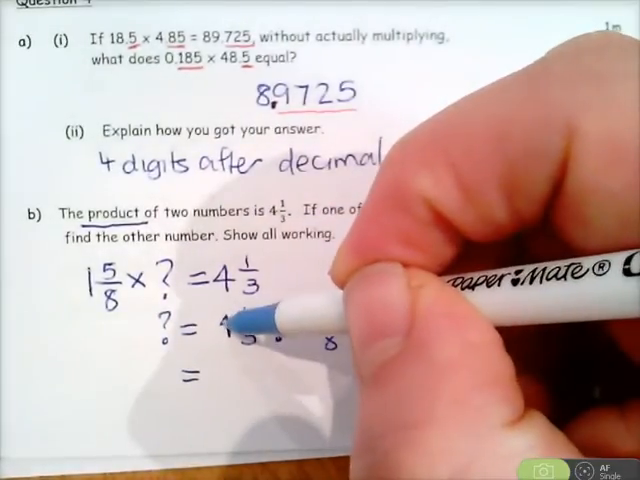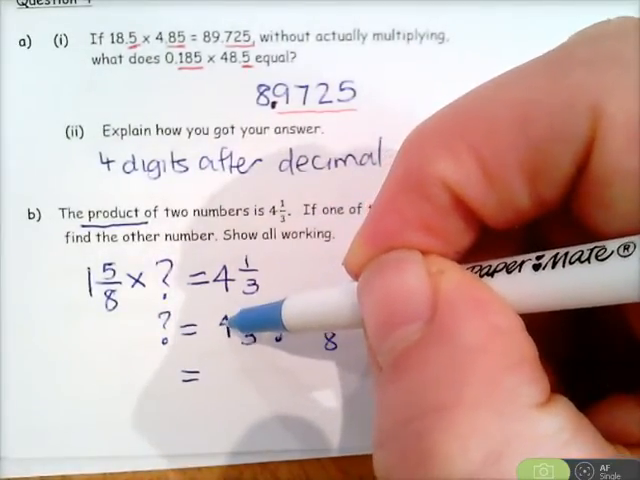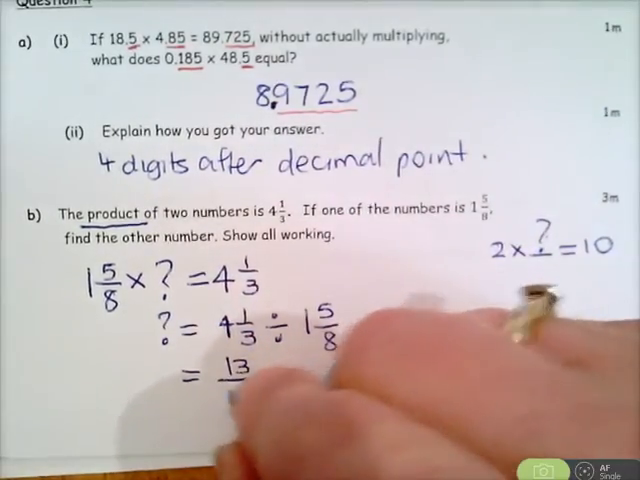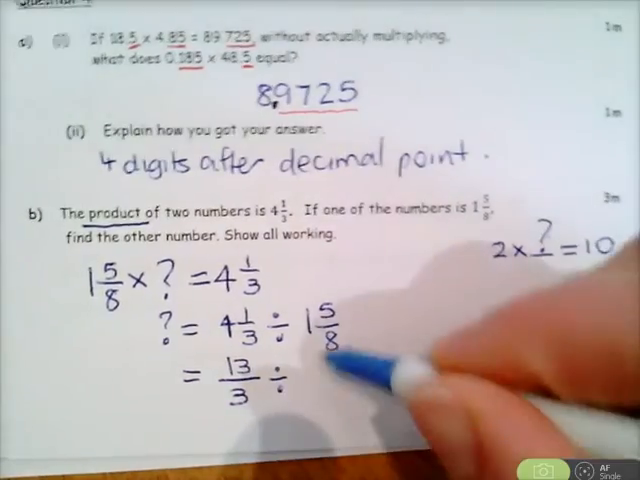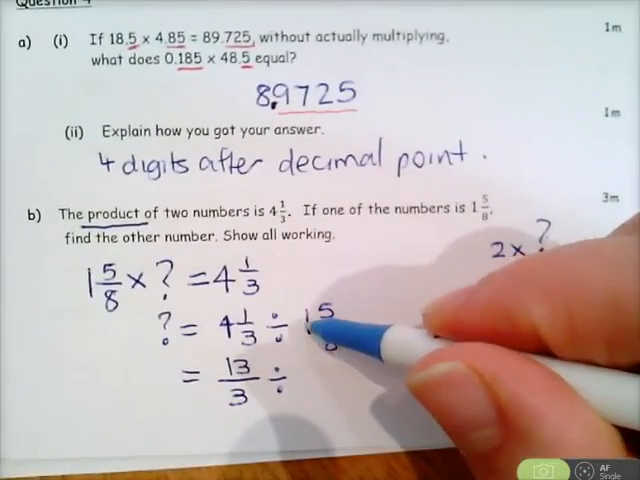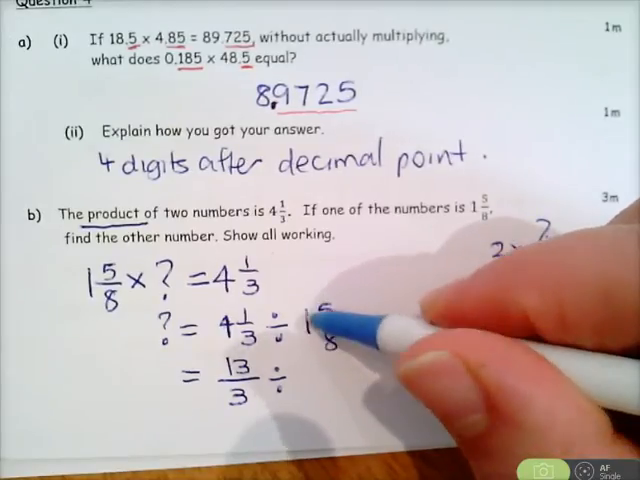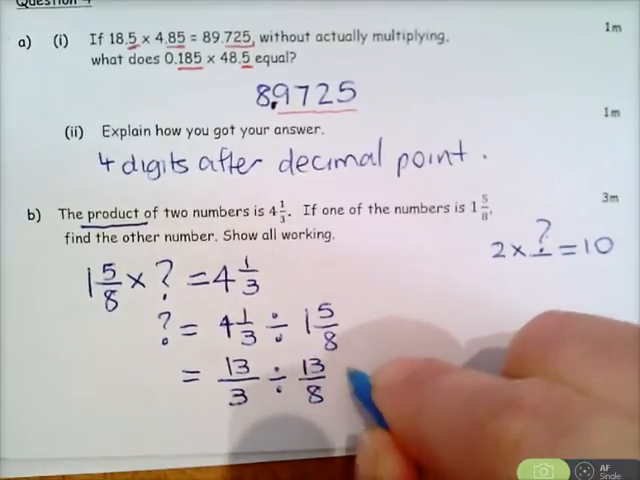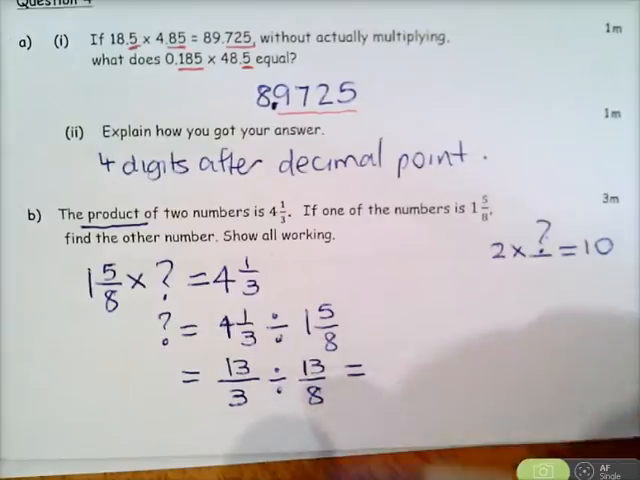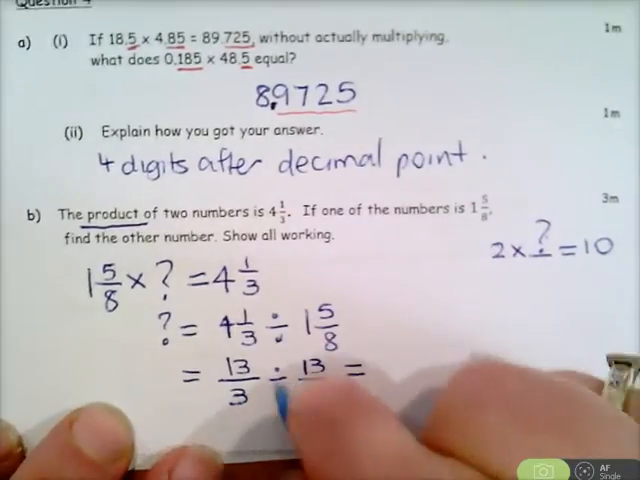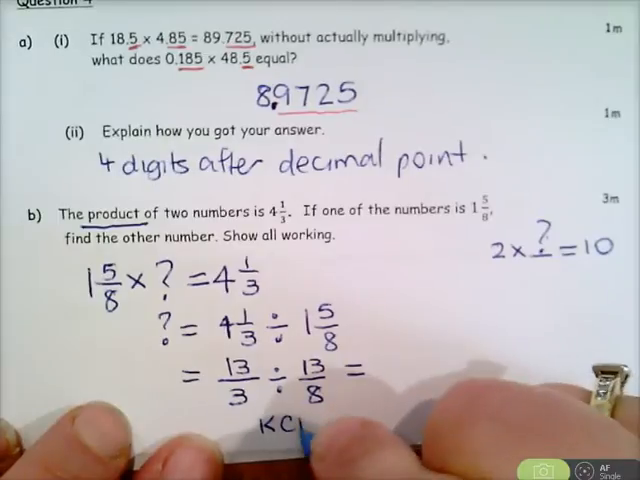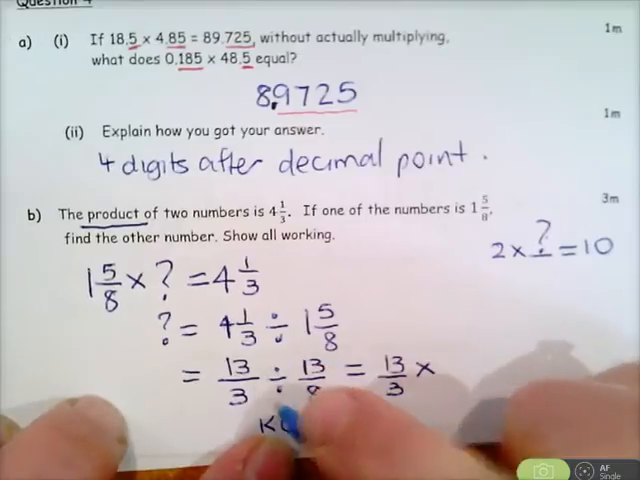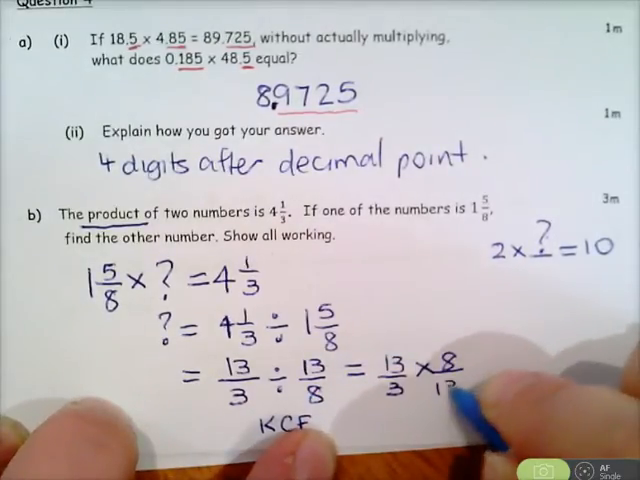So 4 wholes which have 3 parts each in them would be 4 times 3. I'd have 12 parts plus 1 more part is 13 parts over 3, divided by, I have to do the same thing here. This 1 whole has 8 parts in it. So 8 times 1 is 8 plus 5 is 13 over 8. So I'm doing 13 over 3 divided by 13 over 8. Remember, with dividing fractions, it's the KCF method. Keep the first one, change the second, so change the divide to a times and flip the last one.